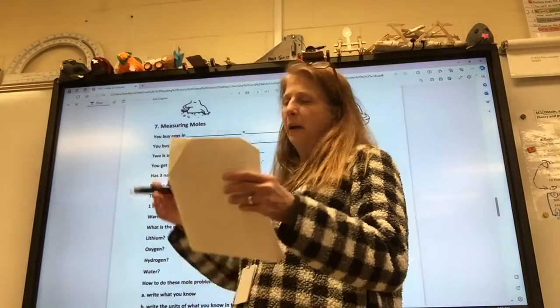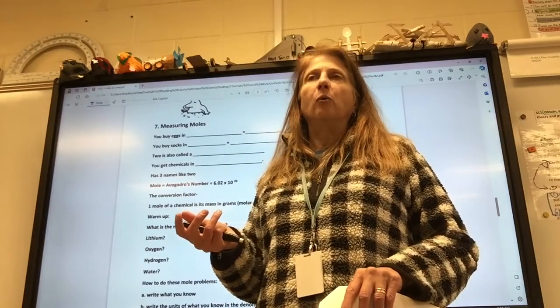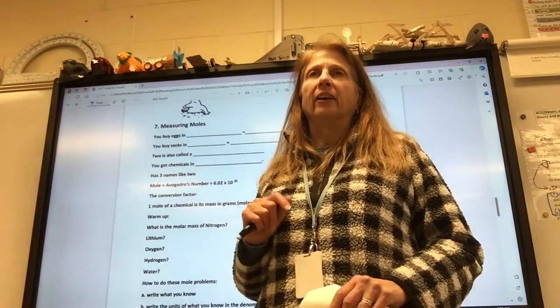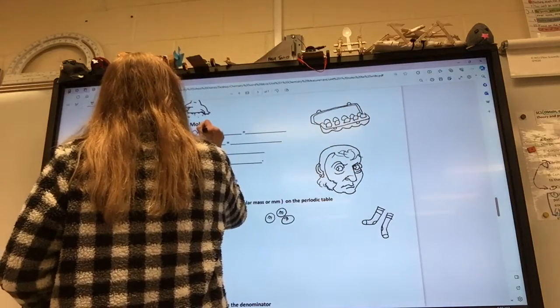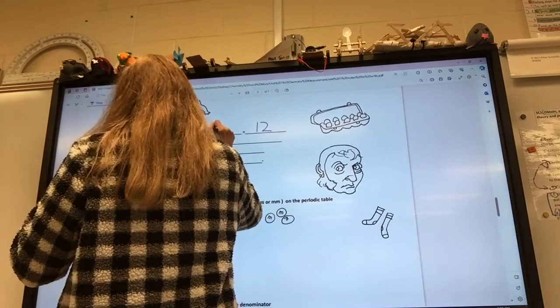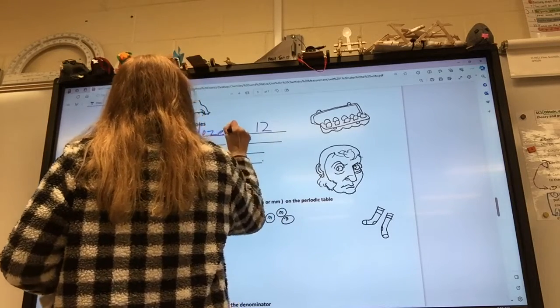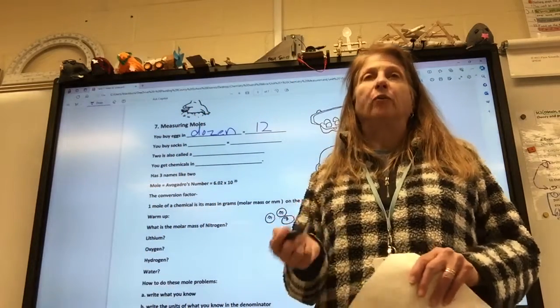If you buy eggs, what do you buy them in? If you go to the store, do you go buy one egg? No. What unit do you buy eggs in? You buy them in a dozen. So 12 has a name, and it is dozen. So you are familiar with the concept that some numbers have a name for them.